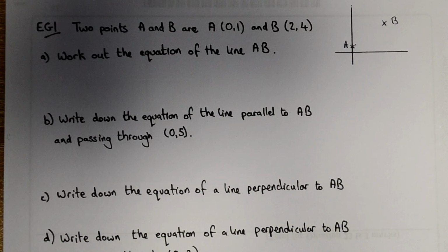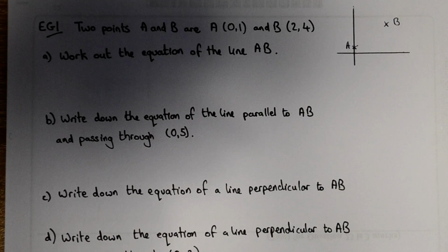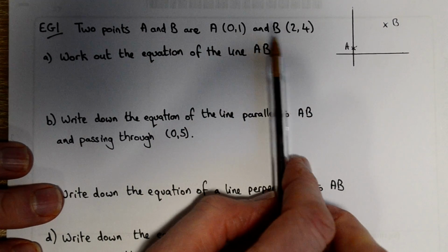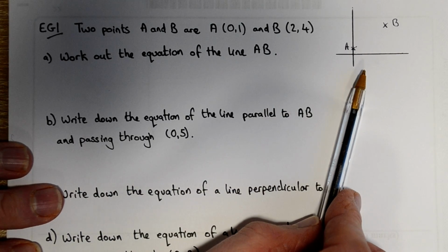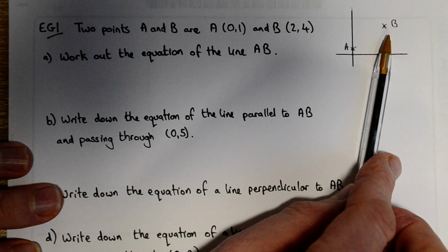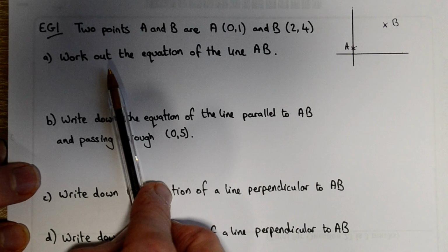Here's a couple of examples to do with the equations of lines with parallel and perpendicular lines. So let's have a look at the first one. We've got 2 points A and B and we're told their coordinates. Now, in addition to the question, I've sketched out what they look like. So 0, 1 and 2, 4. And we're asked to work out the equation of the line AB.